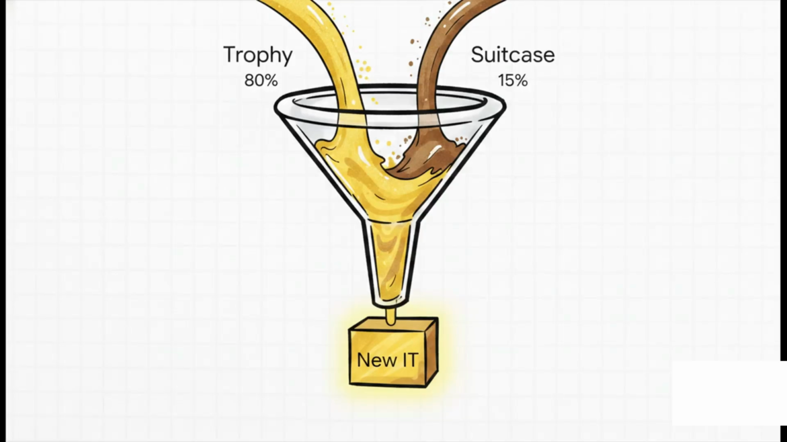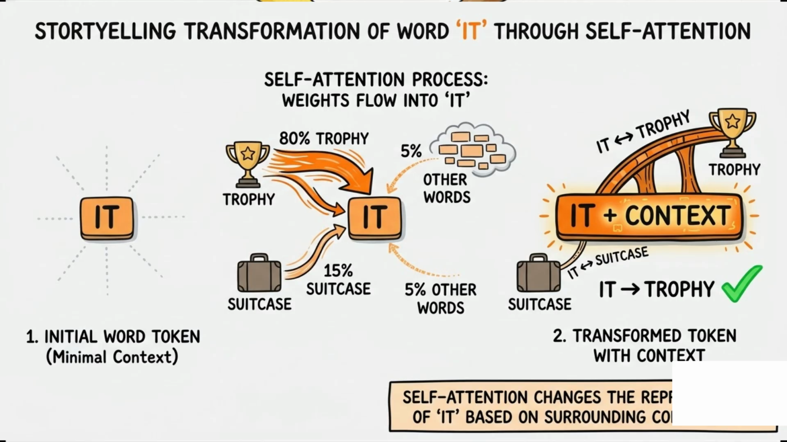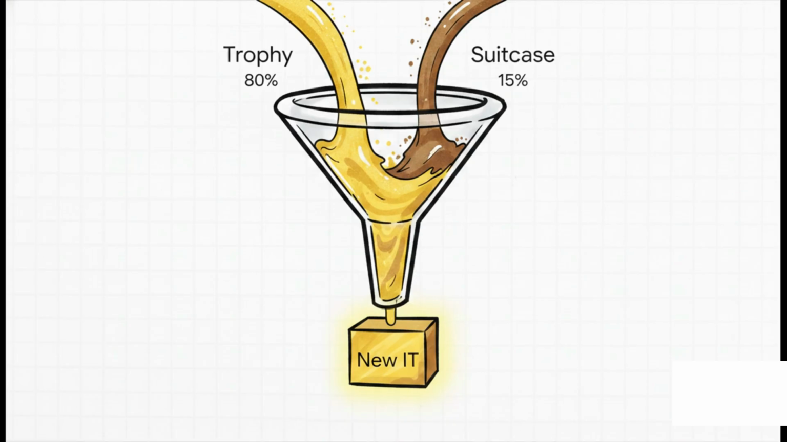And for our final step, step 4, the model takes the value vectors, multiplies them by these brand new attention percentages, and sums them all up into a single context-rich representation. Because of this exact math, the word it is mathematically infused with 80% of the essence of trophy, completely updating what it actually means in this specific context.